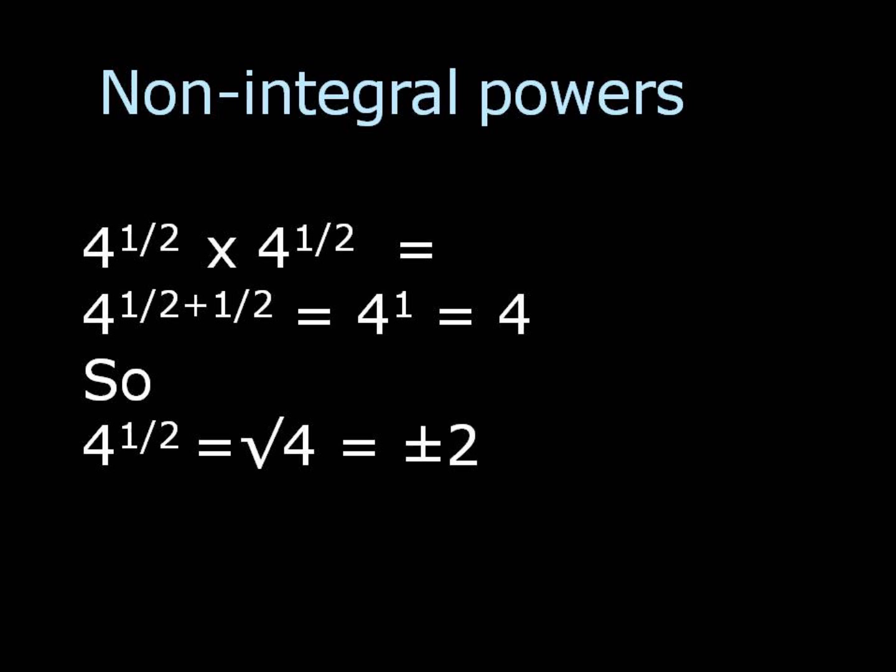Suppose we have 4 to the power of a half times 4 to the power of a half. Now, if the law of exponents is retained, that's equal to 4 to the power of a half plus a half, so that's 4 to the power of 1, so that's just 4. That implies that 4 to the power of half is the square root of 4, because if we multiply it by itself we end up with 4. So 4 to the power of half is square root of 4, which is plus or minus 2.